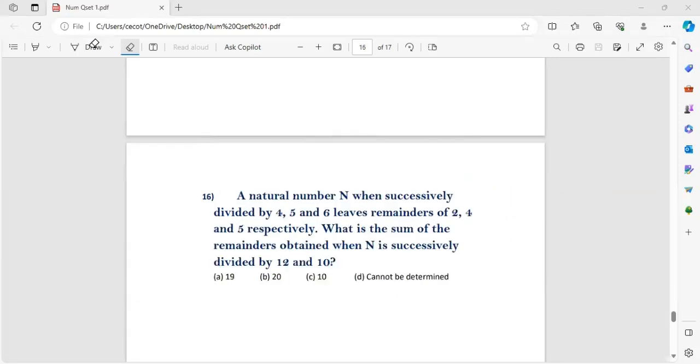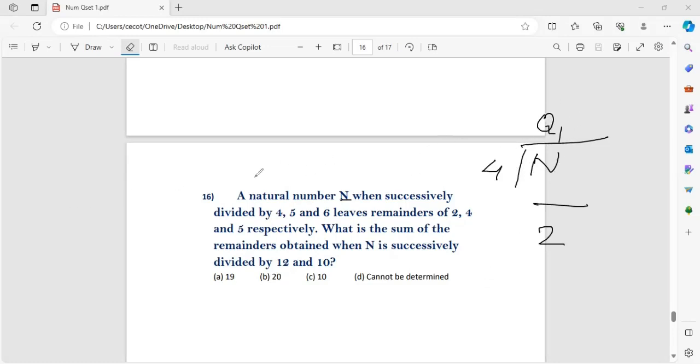Question number 16, a higher variant question it is. So we have a natural number n, and successive division. Now, if you don't know successive division, please listen. So n is divided by 4 initially. Okay, you will get some quotient. Let's say it is q1, and the remainder you get is 2. Now successive division means this quotient is taken.